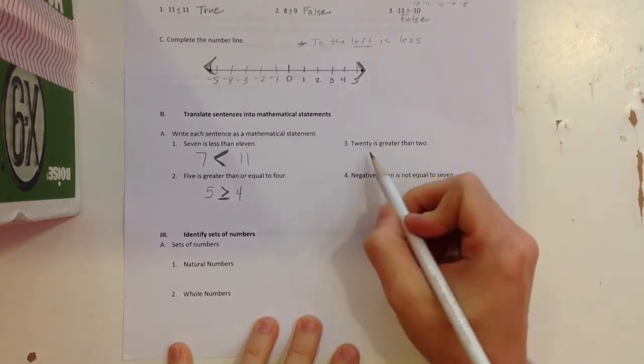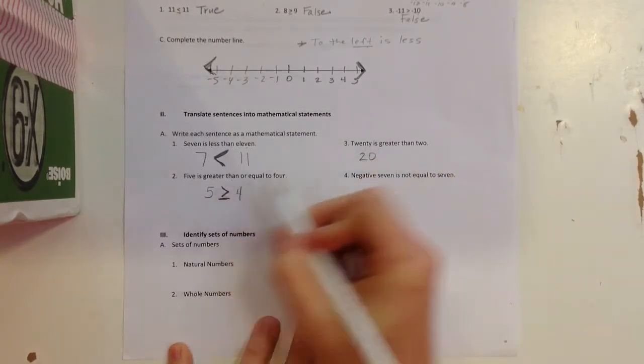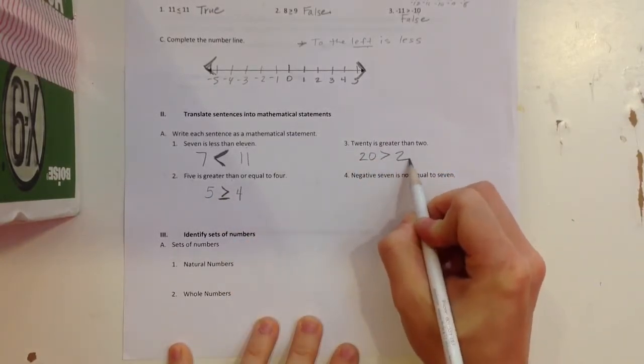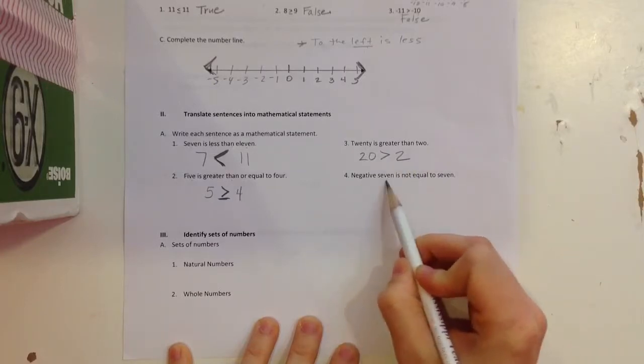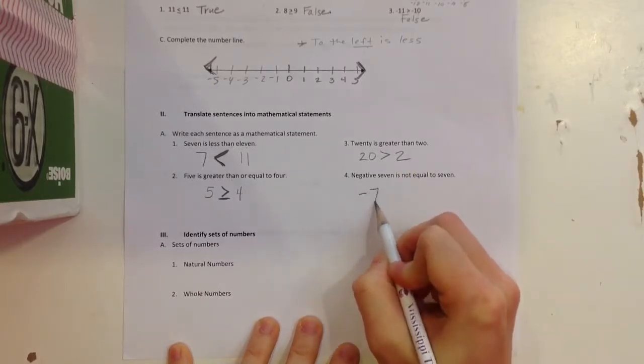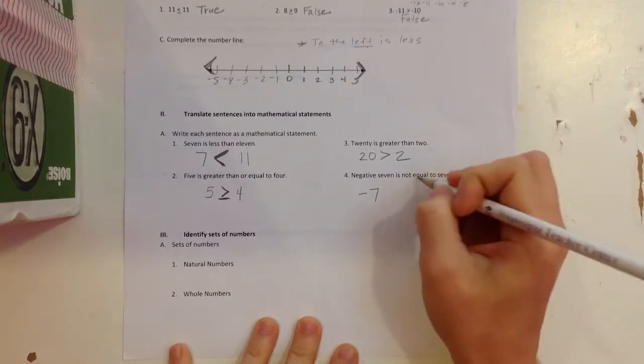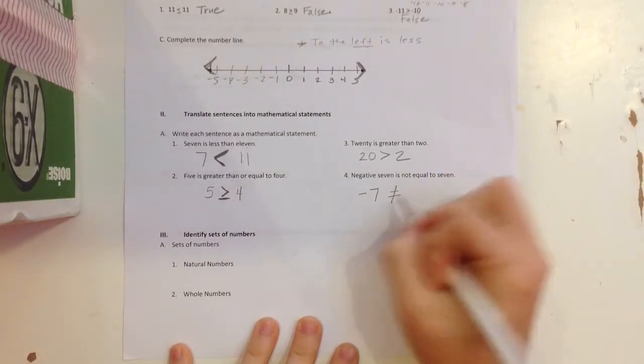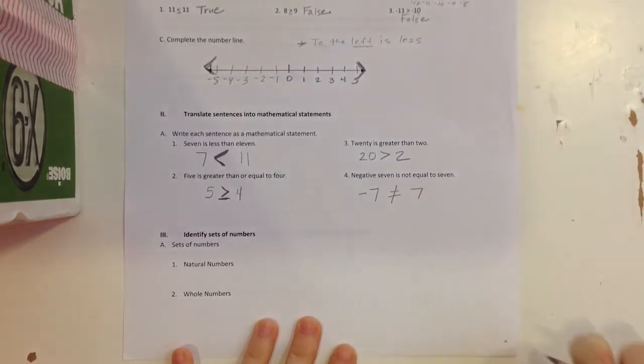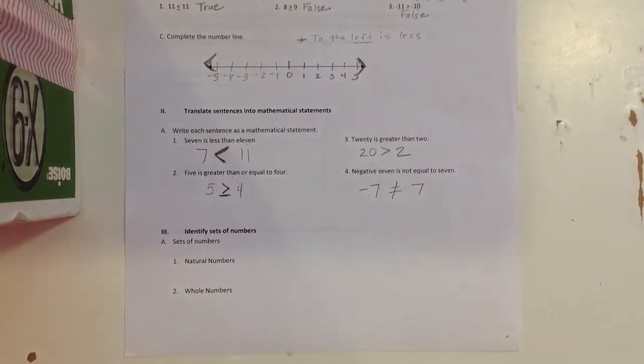20 is greater than 2, so 20, and then the greater than points to the right. And then negative 7. A negative 7 just has that negative symbol out in front. Is not equal to, that's our equal to with the slash through it, 7. So negative 7 is not equal to 7. Okay? Now we're going to talk about identifying sets of numbers. And before we do that, I think I'm going to stop our video right here.